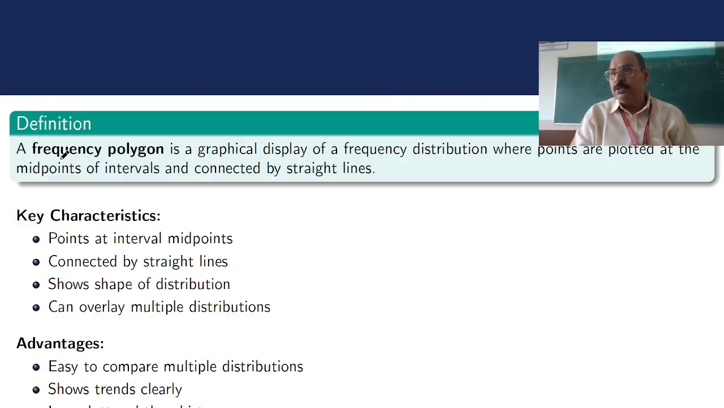So after this, we'll learn what is a frequency polygon. Like a histogram, a frequency polygon is also a method of graphically displaying a frequency distribution, where points are plotted at midpoints of intervals and connected by straight lines. The definitions may be asked directly or indirectly in your exams. If a definition is asked, you need to write the definition answer. So please make note of these things.